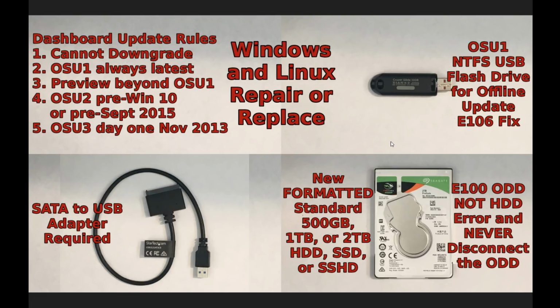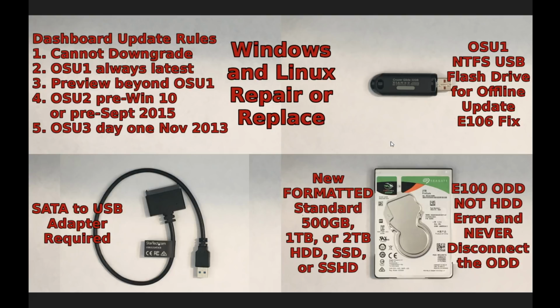Now, number 4 and number 5 on this list cover the OSU2 and OSU3 files. Now, I've seen on a number of forums there's some confusion about what the OSU2 and OSU3 is actually for, and neither of those files have been updated in years.